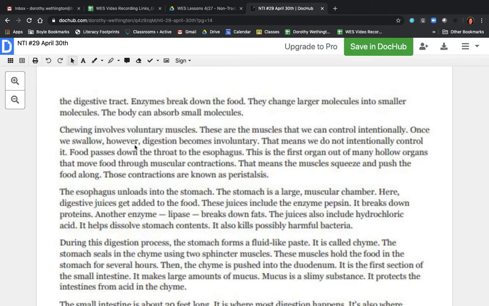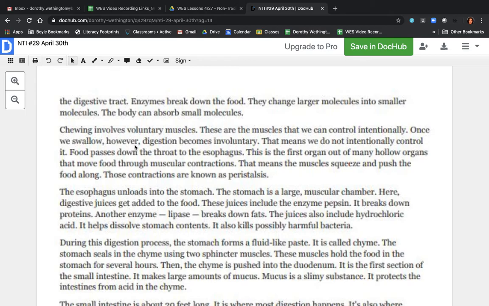Food passes down the throat to the esophagus. This is the first organ out of many hollow organs that move food through muscular contractions. This means that the muscles squeeze and push the food along. These contractions are known as peristalsis. The esophagus unloads into the stomach.